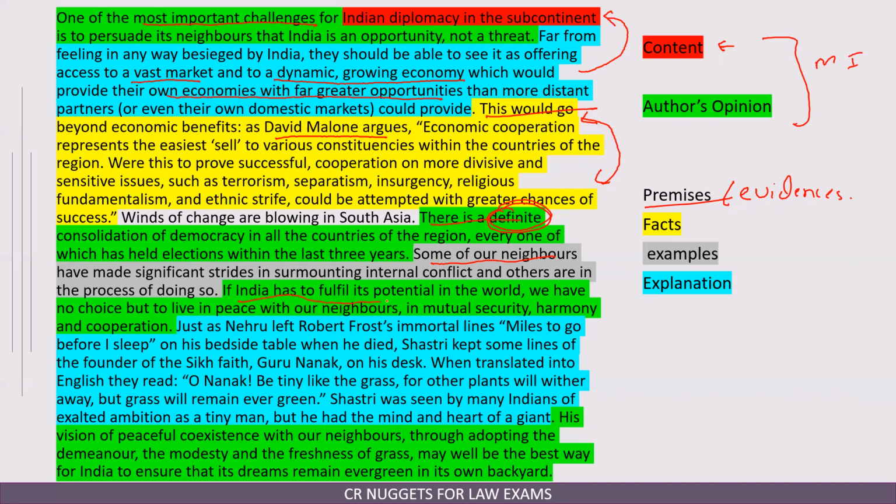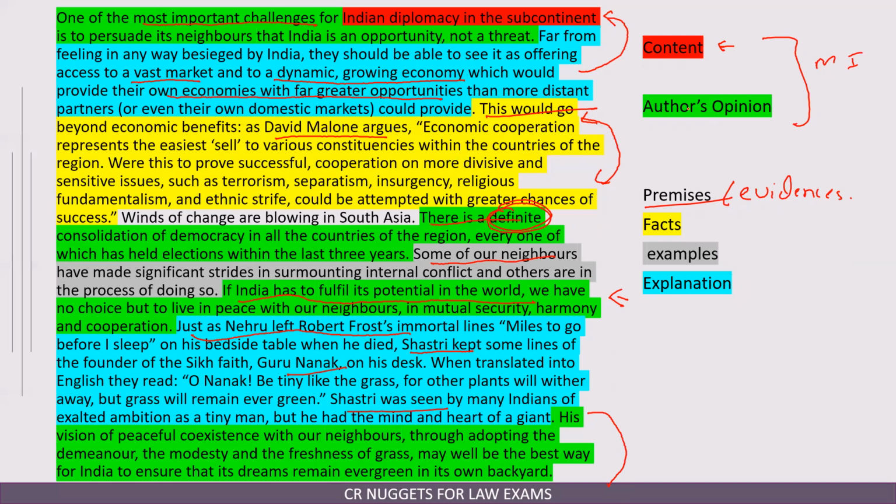And again the author gives an opinion, and this is a very strong statement: if India has to fulfill its potential in the world, we have no choice but to live in peace with our neighbors, in mutual security, harmony and cooperation. And then there is an explanation of why he is saying so: just as Nehru did, just as Shastri did, and in the last his opinion, his vision of peaceful coexistence with our neighbors is the best way for India to ensure this.